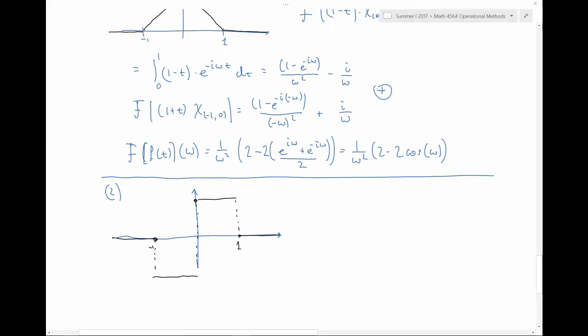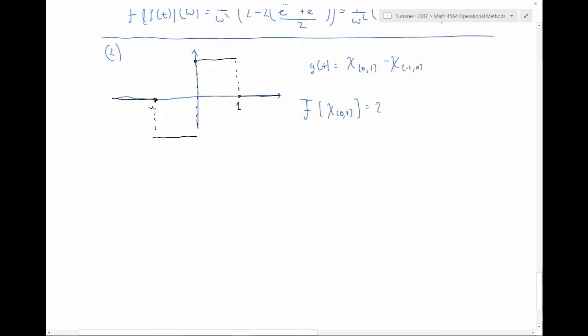We already know the Fourier transform of the characteristic functions. I can write g of t as the sum of two characteristic functions. It's the chi of the interval 0, 1 minus the chi function on the interval from minus 1 to 0. And I know the Fourier transform of the function chi 0, 1. It is simply 2 e to the minus i, the middle point is 1/2, times the sine, b minus a over 2 is also 1/2.